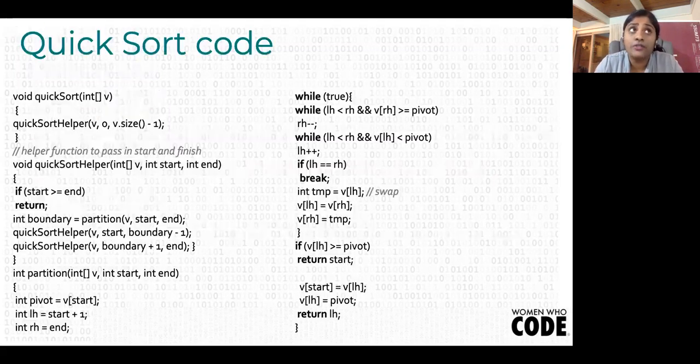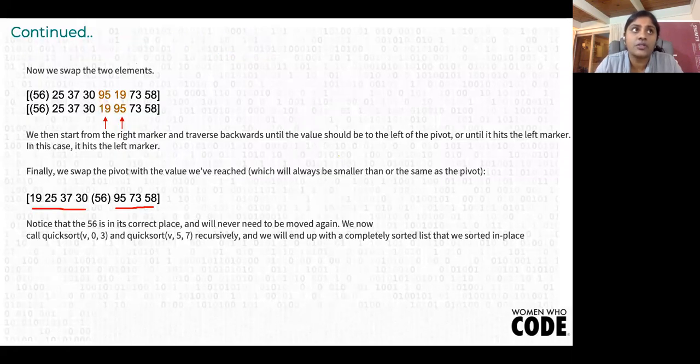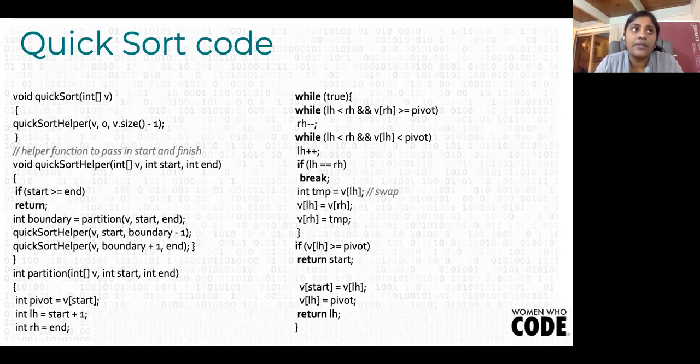So here is the code for quick sort. We have a helper function that takes the start and the finish, and the partition function that will give the boundary, like how we found 56 in the previous case. So we'll give that boundary, which is 4. Then you recursively call this quick sort helper from 0 to your boundary, and then from the boundary to the end. So that's this function.